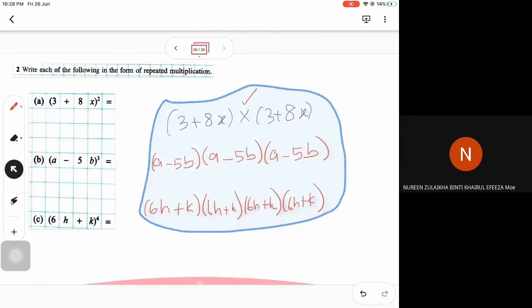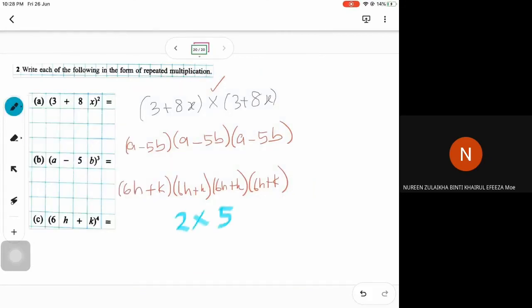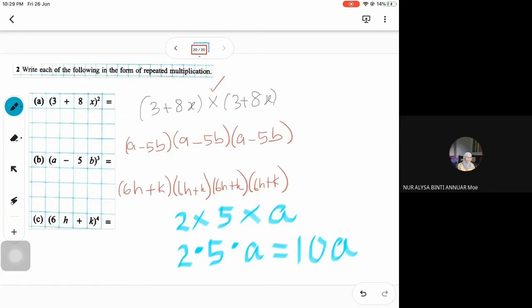What I mean with the dots, okay, another example. 2 multiply 5 times A. This multiplication form can be replaced with 2 dot 5 times A. The dot means multiplication. What's the difference between that dot and a decimal? A decimal is written at the bottom. This dot is written in the middle, a little higher. So 2 times 5 is 10, so 10A. Okay, understand class? Understood.